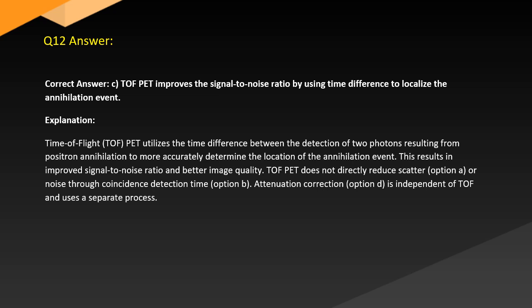This results in improved signal-to-noise ratio and better image quality. TOF PET does not directly reduce scatter or noise through coincidence detection time, option B. Attenuation correction, option D, is independent of TOF and uses a separate process.